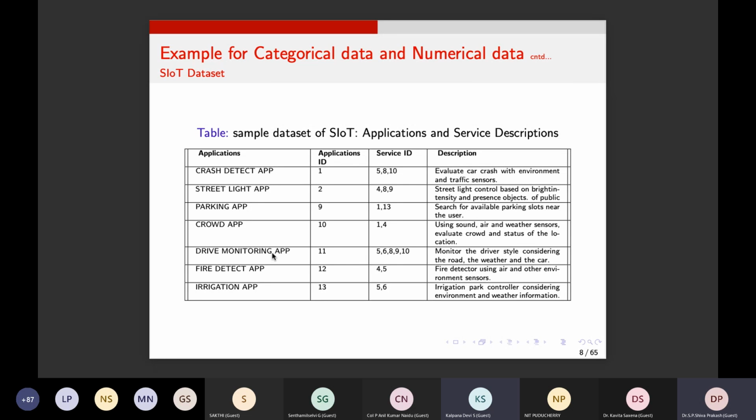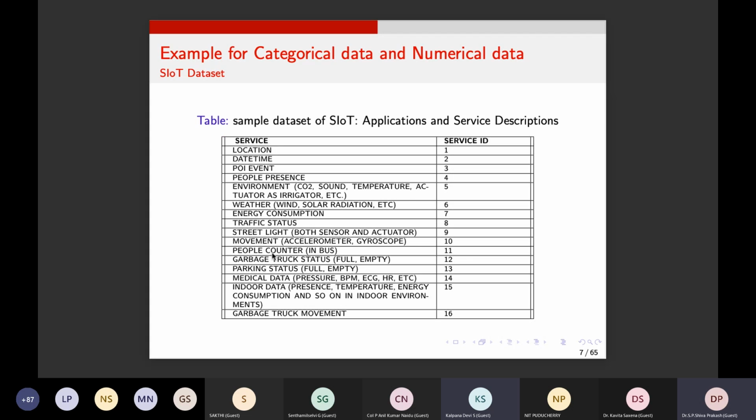Similarly, for a street light, you have light sensors that will be used. Depending on the presence of an object or a human, it starts brightening. See, you can try to map between these two. For example, the crash detect app has services 5, 8, and 10. Services 5, 8, and 10 are the environment, the traffic status, and movement.